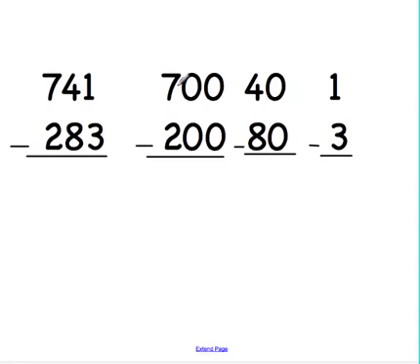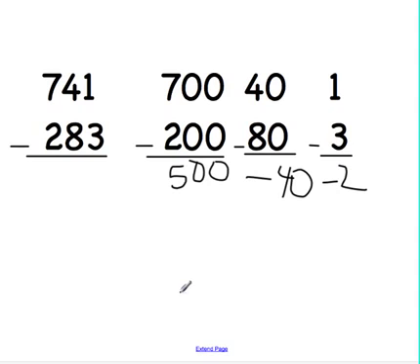Let's subtract. 700 minus 200 is 500. Some of you may be looking at it as 7 minus 2 is 5, and the zeros just come on down. Again, 40 minus 80 is going to give me a negative number because 8 is larger, and that is negative 40. And 1 minus 3 is going to be a negative 2.